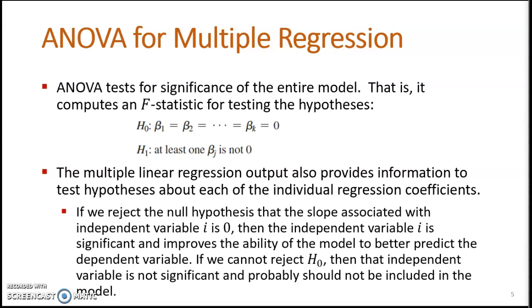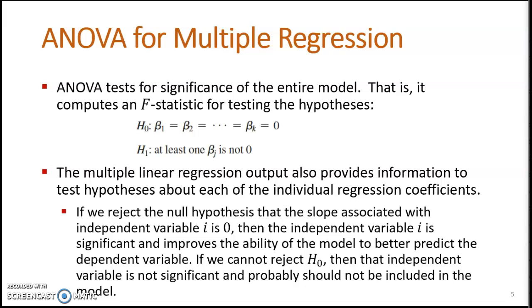So what this actually does is that the null hypothesis states that no linear relationship exists between the dependent and any one of the independent variables, whereas the alternative hypothesis states that the dependent variable has a linear relationship with at least one of the independent variables. If the null hypothesis is rejected, we cannot conclude that a relationship exists with every independent variable individually.